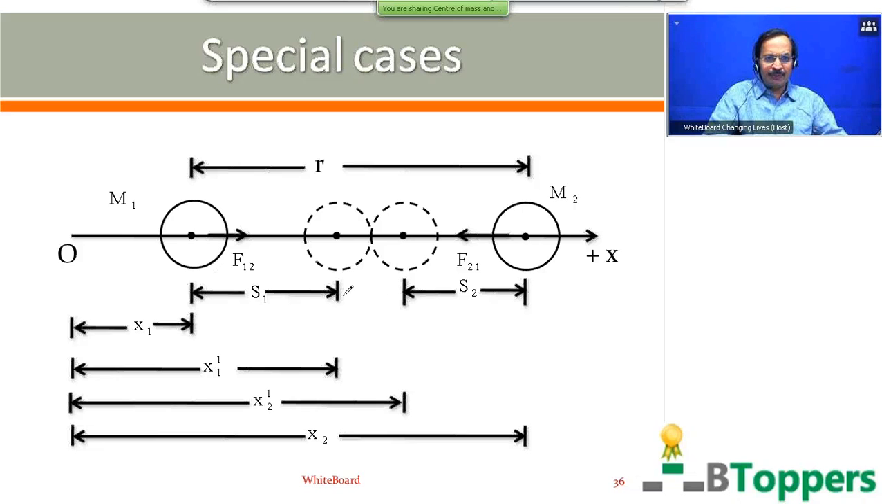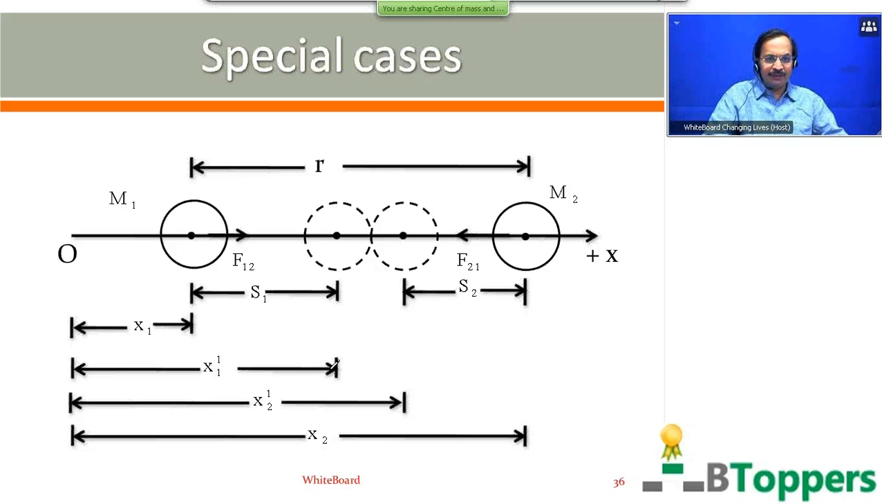S1 is the distance moved by the center of the first sphere before the collision with the second sphere, and S2 is the distance moved by the center of the second sphere before the collision with the first sphere, which you have in this diagram. I have shown some origin to the left side of the center of the first sphere. X1 is the initial distance of the center of the first sphere from origin. X2 is the initial distance of the center of the second sphere from origin.